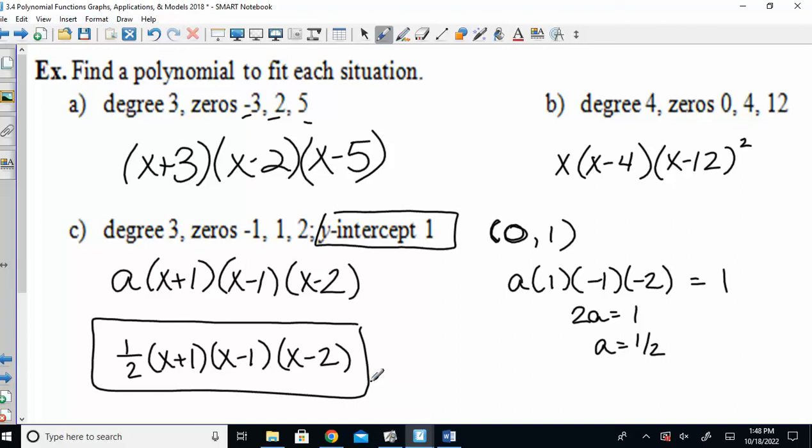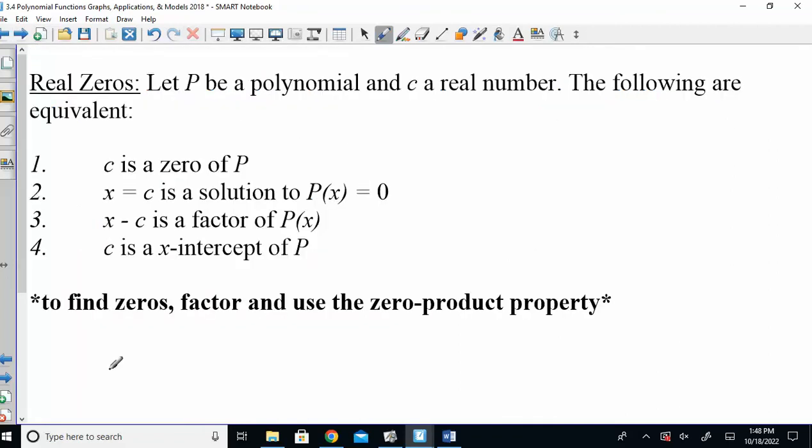All right, so I could give you different aspects. I might give you a degree or an intercept. You just have to make sure that your polynomial meets all those requirements. So far, so good? We're going to cover just a little bit more for today, and then we'll kind of wrap up.